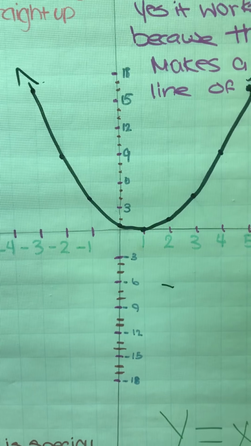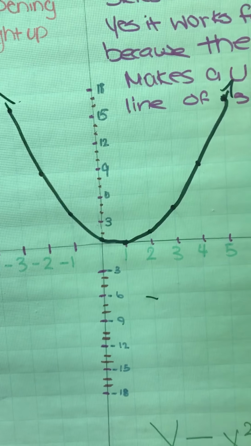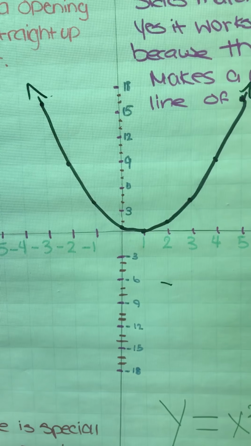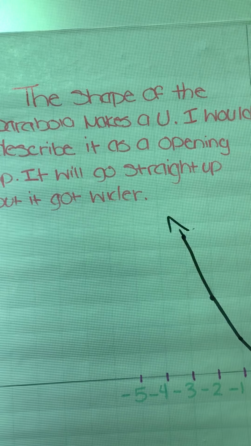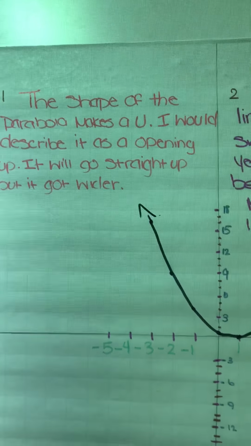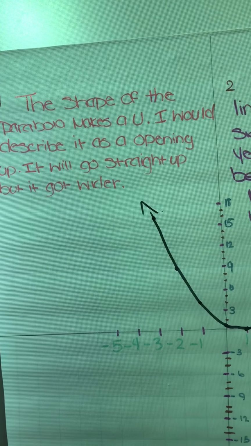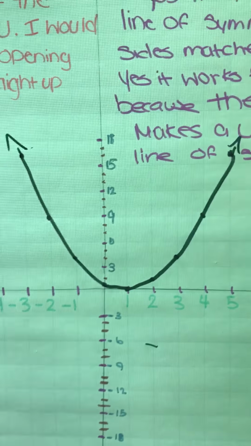All right, so let's take a look at this group now. Interesting way of scaling it. Looks like they scaled the y-axis going up by 3s, x-axis going up by 1s. We can see we still have that U shape over here. Now let's see what these guys were talking about. The shape of the parabola makes a U, and I would describe it as opening up. It will go straight up, but it got wider. So I think that's similar to what the other group is saying.